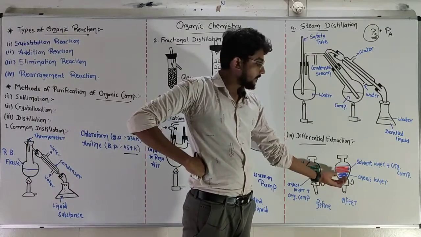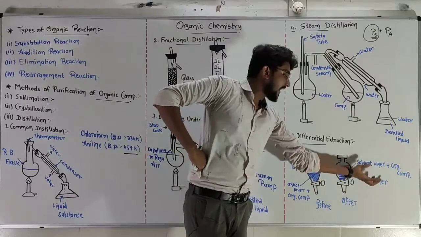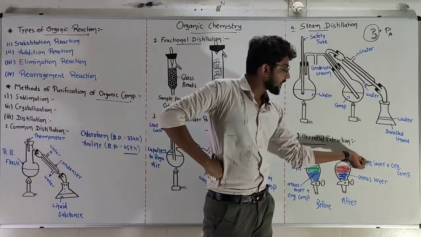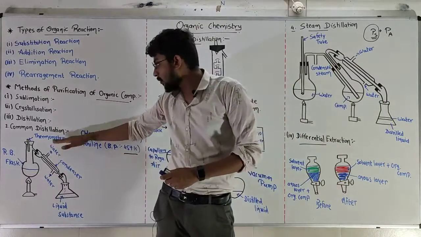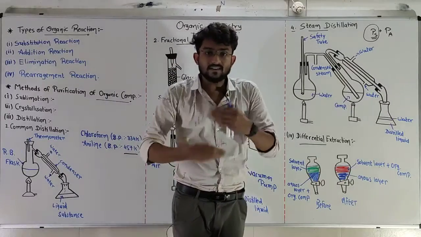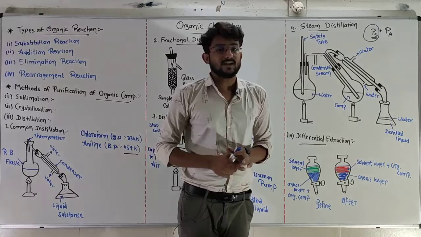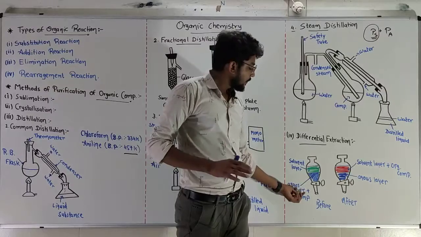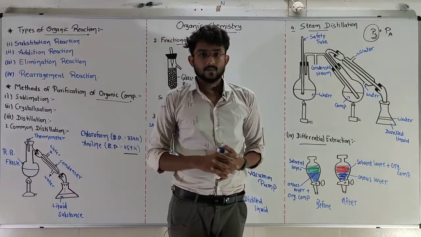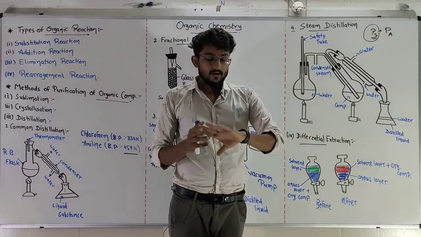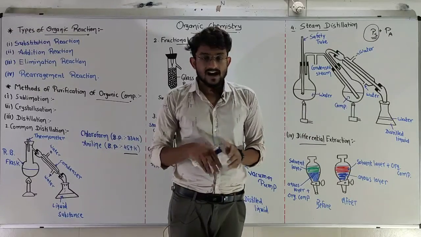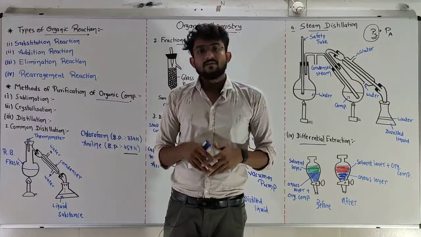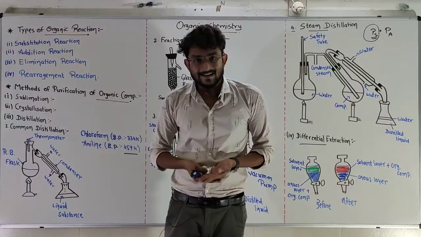When we open it, we will remove the aqueous layer and we will again do the same process with the pure solvent layer, and this solvent layer plus organic compound will be distilled by common distillation. We will repeat this, and after repeating 6 to 7 times, water will be completely removed from our organic compound. So that is called the differential extraction process. After that, we have our last process called chromatography, but we will study chromatography in our next lecture.